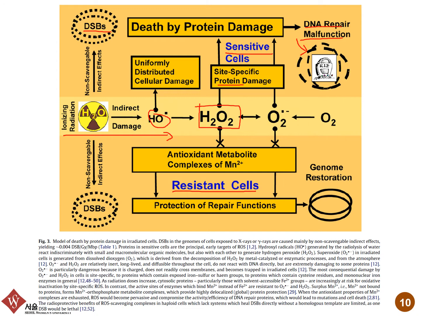But in the case of the resistant cells, the antioxidant metabolite complexes protect the proteins from oxidation, and the protected proteins will repair the genome, and genome reconstruction will occur inside the resistant cells and the cell will survive. But in the case of the sensitive cell, the chromosome is broken into several pieces due to the double-stranded breaks, which leads to cell death. So the sensitive cell will die, but the resistant cell will survive after the radiation.